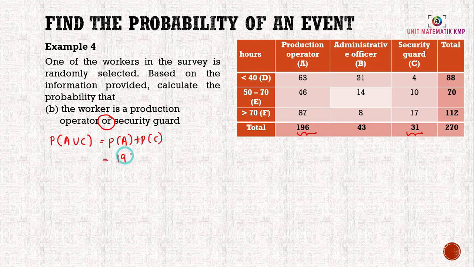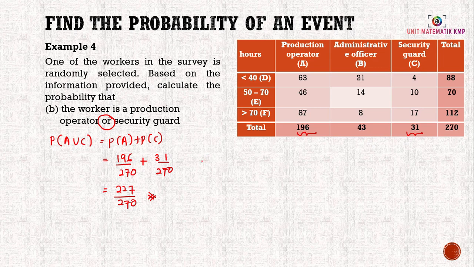So 196 over 270 plus 31 over 270, and then you add up, you can get 227 over 270. Dan dia tak boleh disimplify.